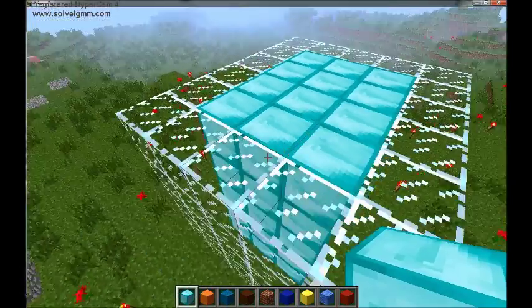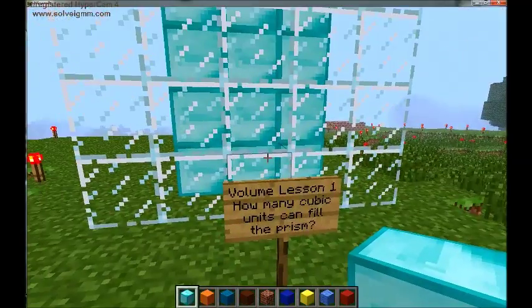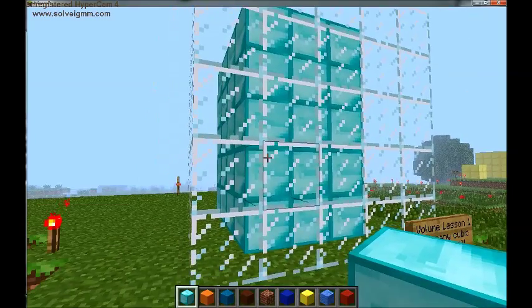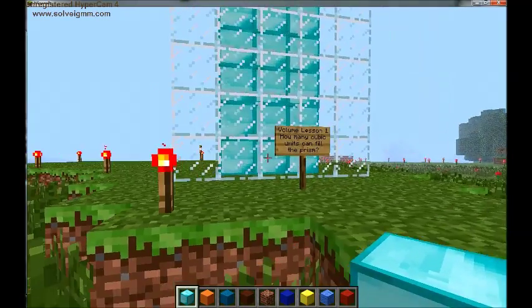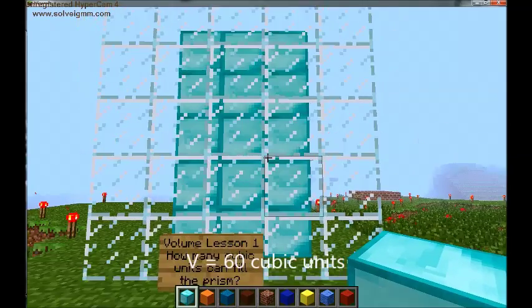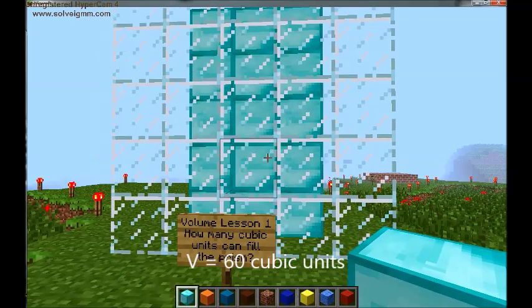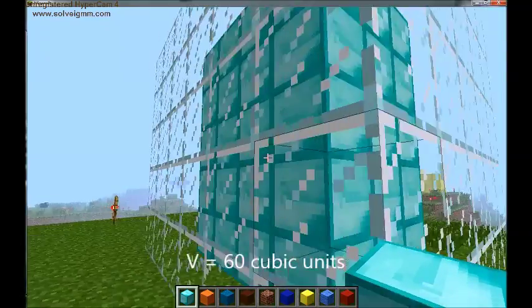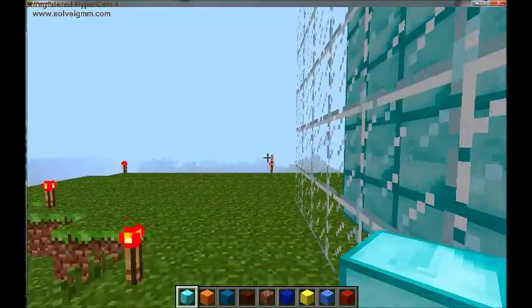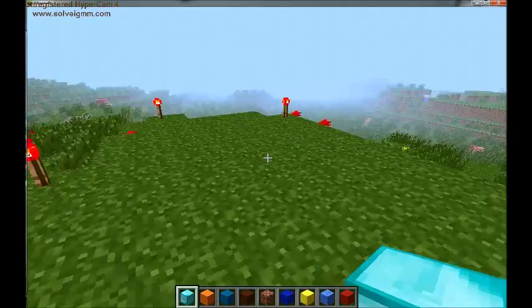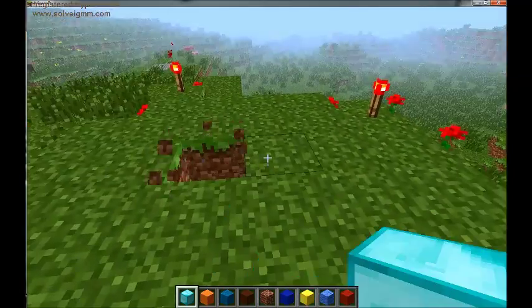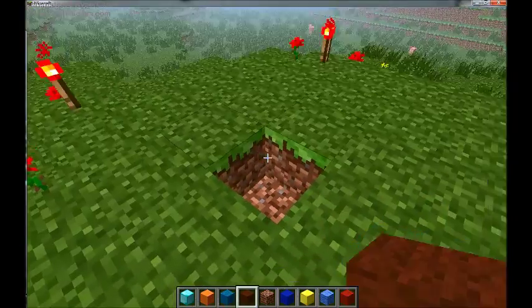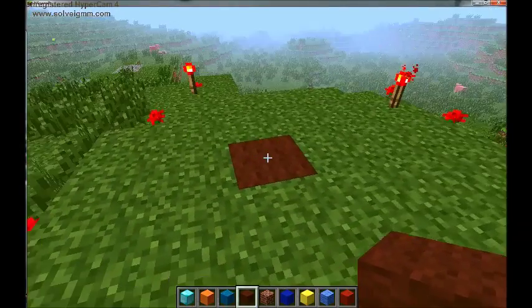Aha! So, going back to our original question, how many cubic units can fill the prism? We needed 60 cubic units in order to fill this rectangular prism. So that is its volume. Volume equals 60 units cubed. Okay? So now that we know that, what I want to know is, let me fill that. We're just going to use wool for now because who cares?